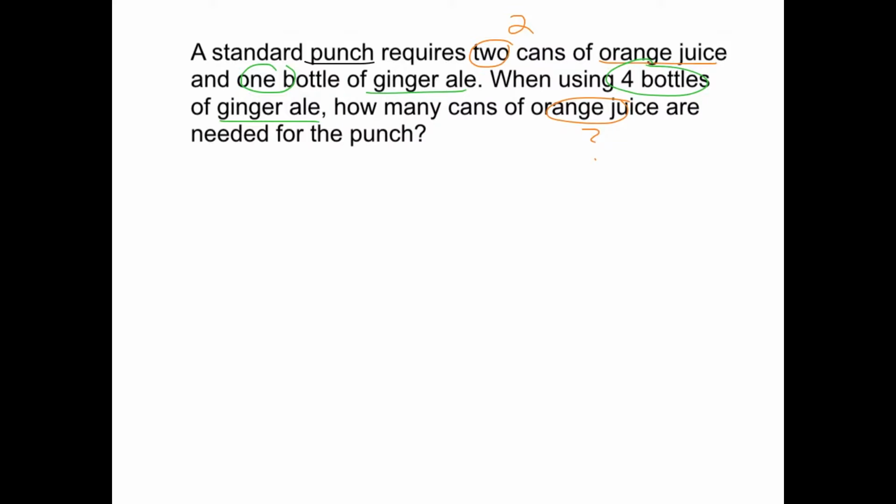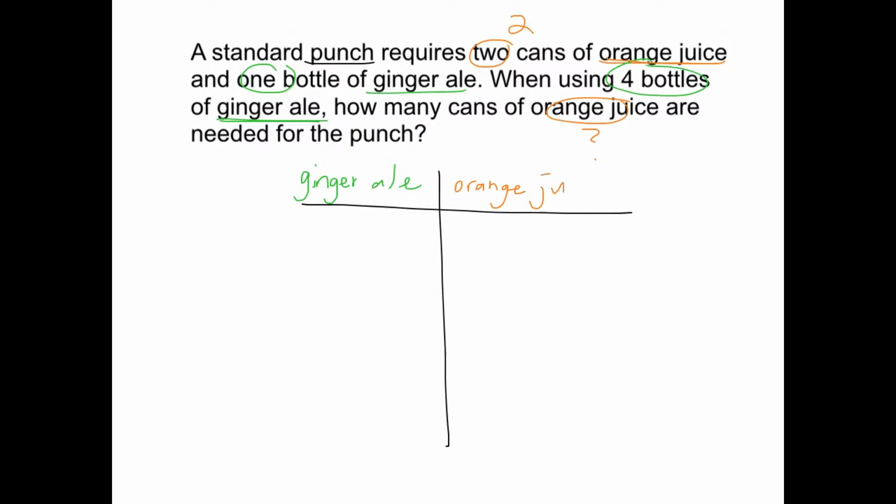For today's lesson, we're going to create a table to represent this data. Remember, there's more than one way to solve this problem, but today I'm going to show you how to solve this using a table. So where do we start? Well, we need to figure out what is the relationship. What are the two things that are being compared to one another? Right, we have orange juice and ginger ale. So let's put this information into our table. Ginger ale we'll put in the left column, and let's put orange juice in the right column.